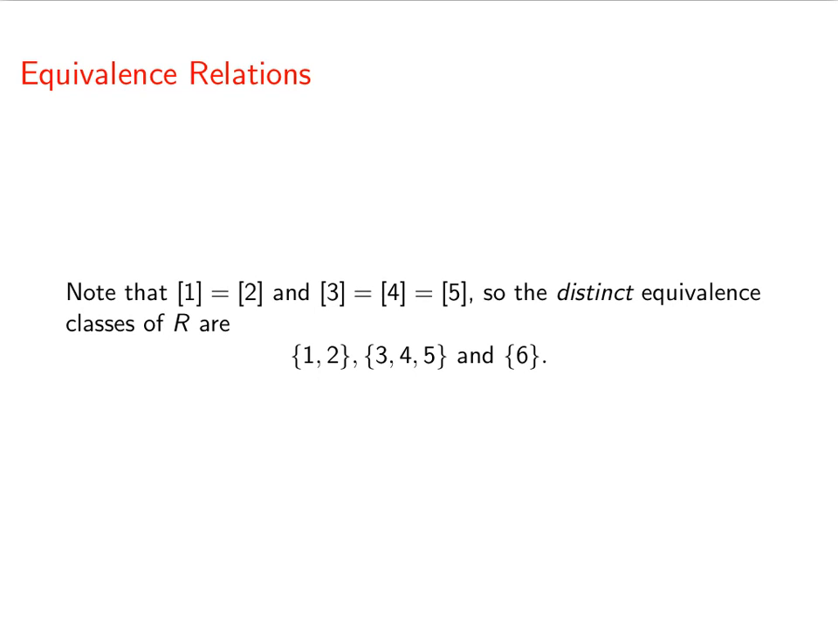And so the distinct equivalence classes of R are these things: the set containing 1 and 2, the set containing 3, 4, and 5, and 6 is by itself. If you go back to the directed graph, nothing was connected to 6 except 6 was connected to itself. And that's it. Okay, that's all for now.